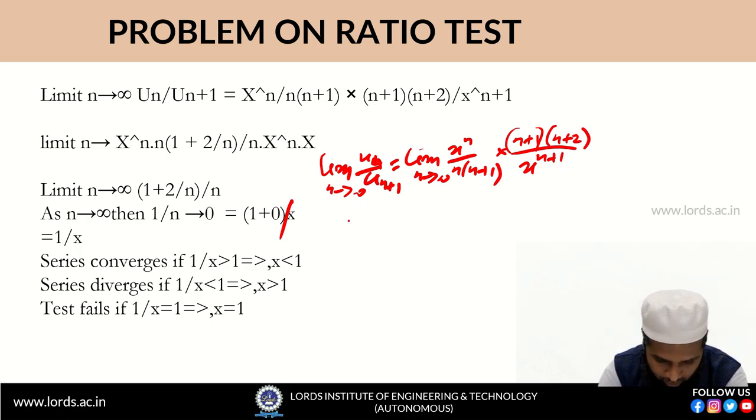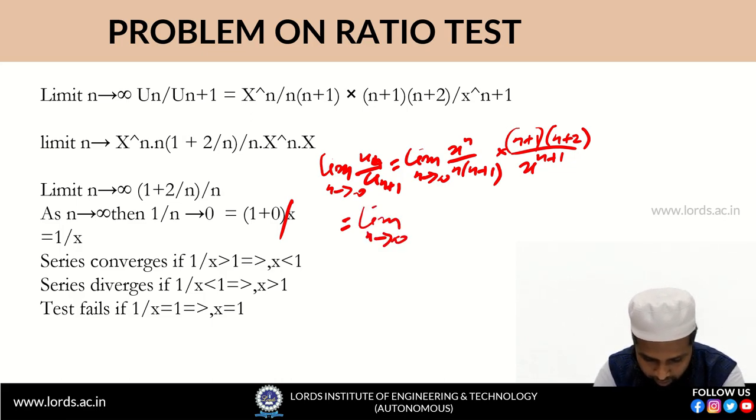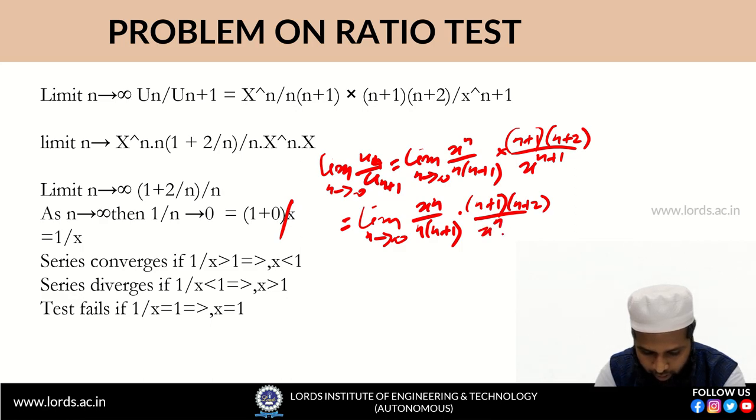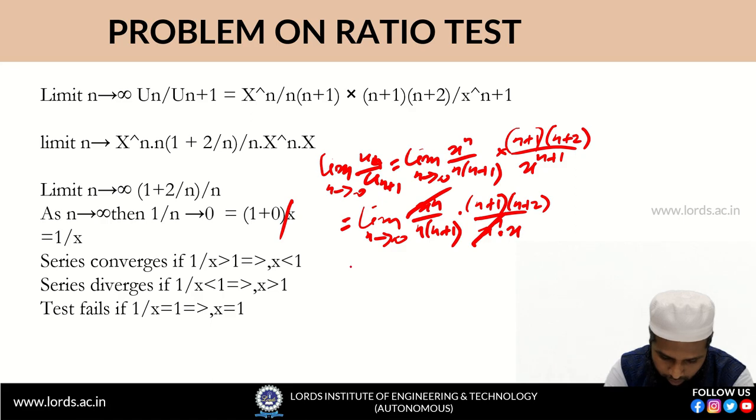How are we doing the cancellation here? You can clearly observe. The limit as n tends to infinity: we copy x power n divided by n into (n plus 1) as it is. Now this also has (n plus 1) into (n plus 2). Here x power n plus 1 can be written as x power n into x. Here the x power n gets cancelled. Now we are taking n common from this factor: n common, 1 plus 1 by n we can write.